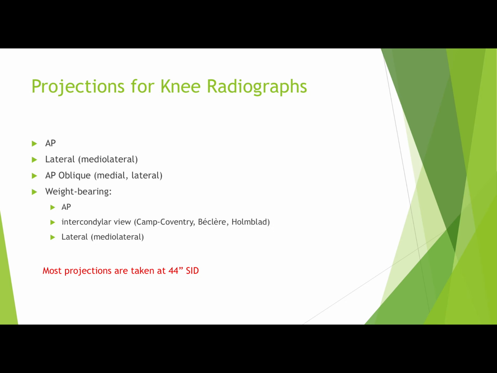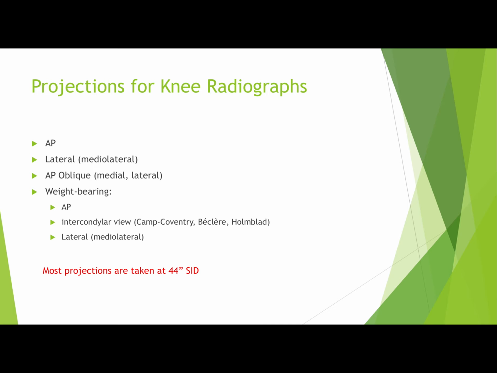This slide lists the different projections of the knee that can be captured with x-rays. The anteroposterior or AP view and the lateral view in the mediolateral position are typically the exams requested for most knee procedures at huge facilities like UNC Hospital.